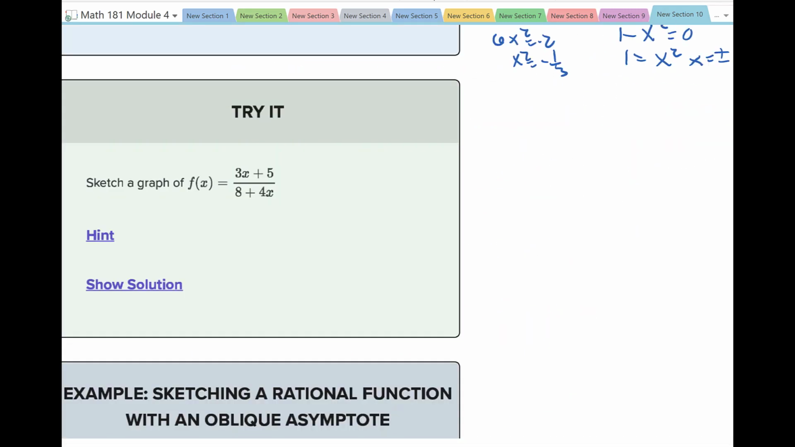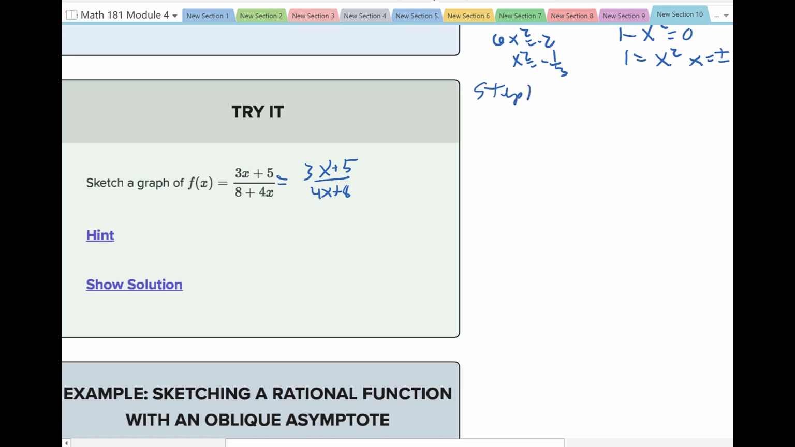Okay, we have another example here. We're going to sketch the graph of this rational function f of x equals 3x plus 5 over 8 plus 4x. I'm just going to rewrite this. I don't know why they wrote it like this. I prefer blue, thank you very much. That'd be 3x plus 5 over 4x plus 8.